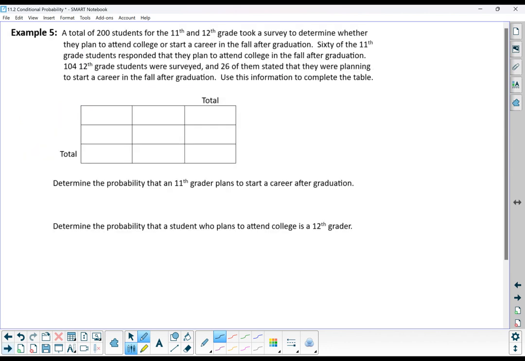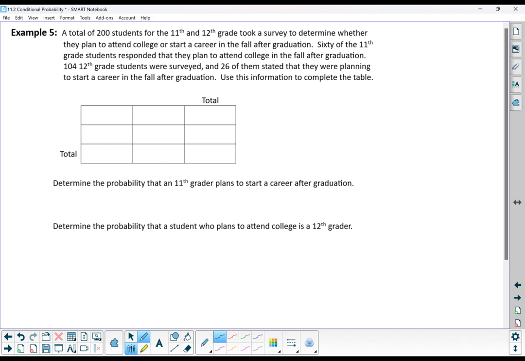Okay, this is our last example. Example 5: a total of 200 students for the 11th and 12th grade took a survey to determine whether they plan to attend college or start a career in the fall after graduation. 60 of the 11th grade students responded that they plan to attend college, and then 104 12th grade students were surveyed, and 26 of them stated that they were planning to start a career. So first, we're going to try to get all that information into a table.